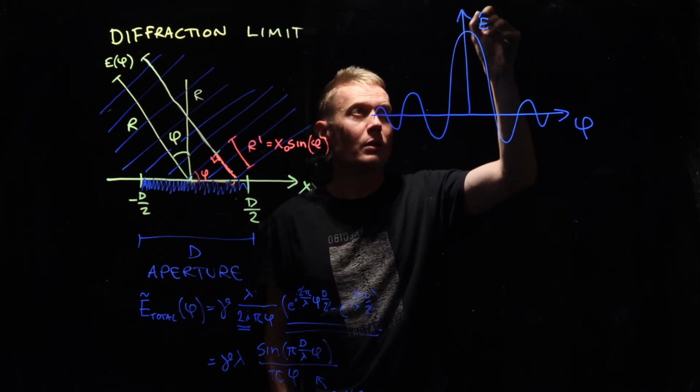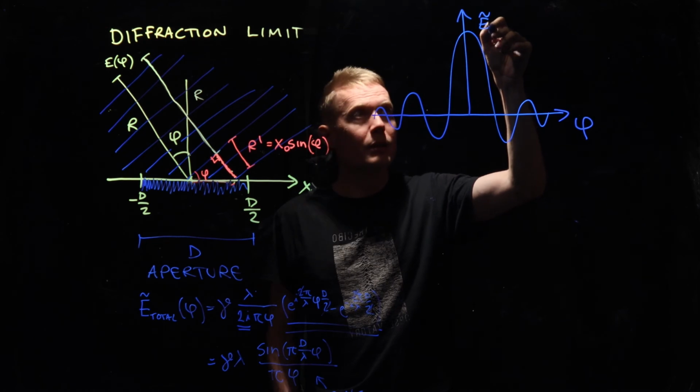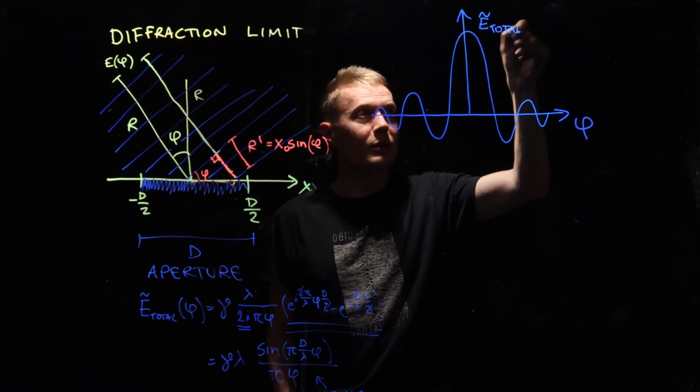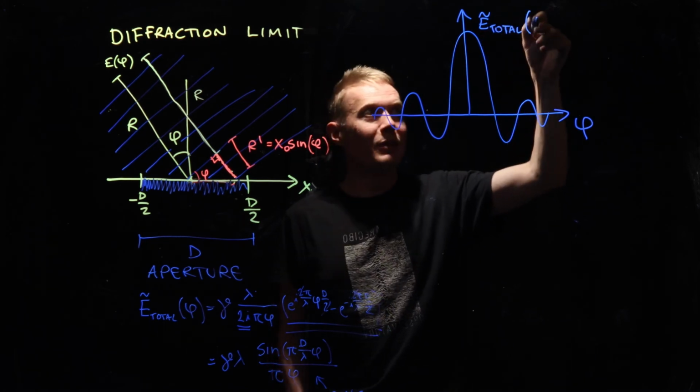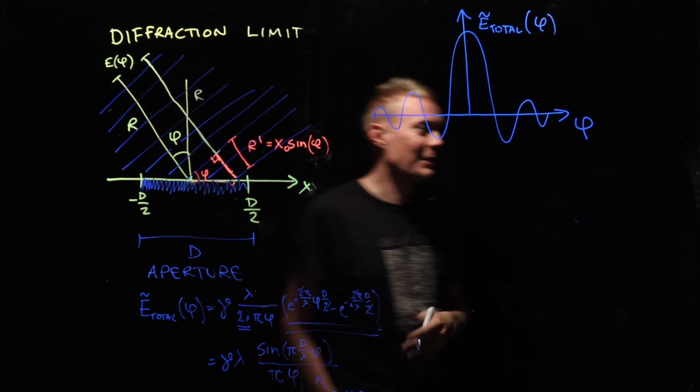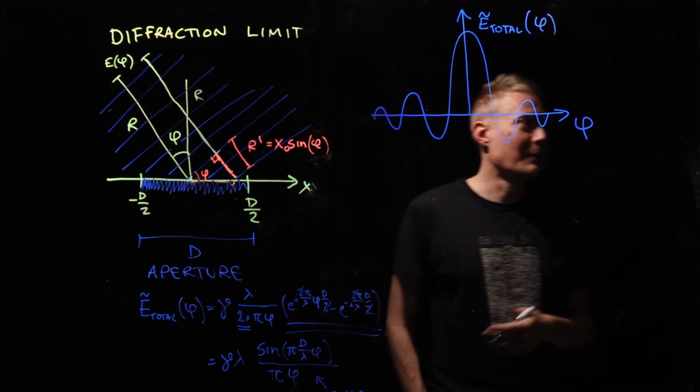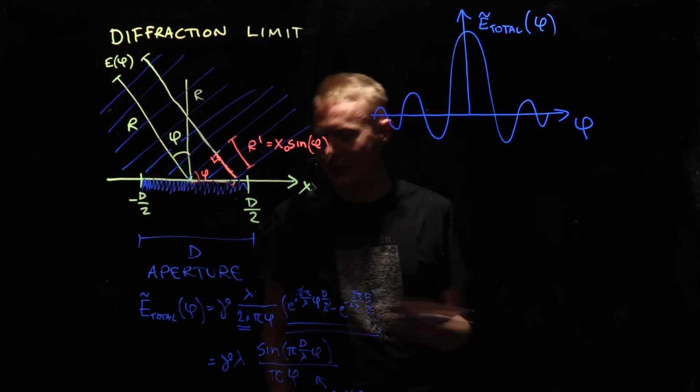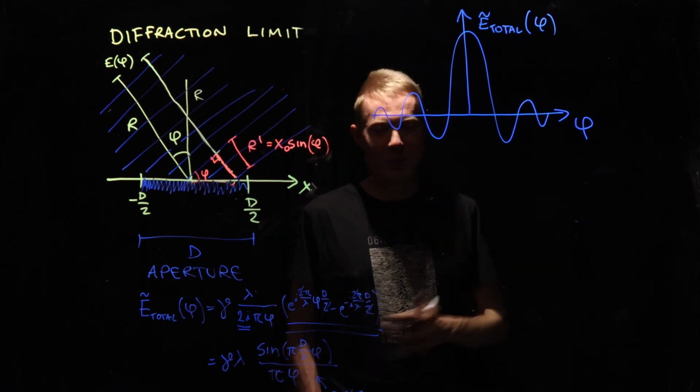The sinc function is what the aperture does to this light. We can already see that if we increase the diameter of the aperture, we can make the sinc function become more narrow. That means that if you have a larger aperture, you have more resolution. You have more resolving capability.